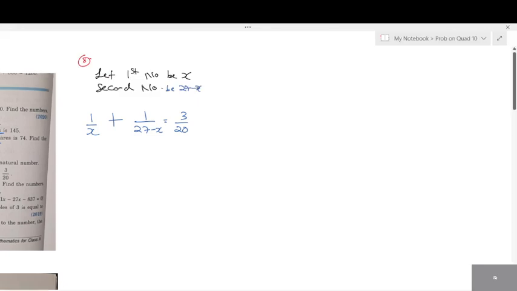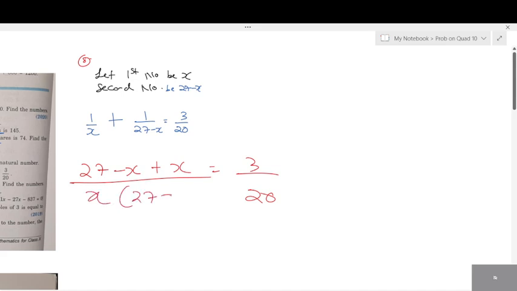So we have divided into two parts, x and 27 minus x. The sum of their reciprocals is 1 by x plus 1 by 27 minus x. Take the LCM: 27 minus x plus x is equal to 3 by 20. In the denominator you get x into 27 minus x. Cross multiply.